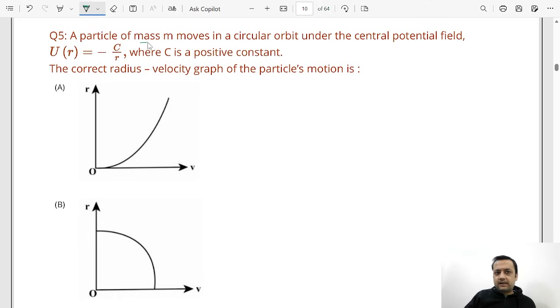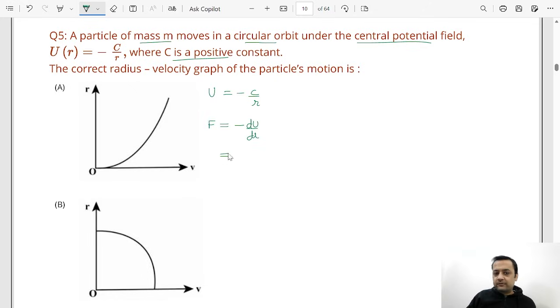Here, there is a particle of mass m which moves in a circular orbit under a central potential field whose value is given by U = −C/r, where C is a positive constant. We have to find the relation between the radius and the velocity. Now look, if you have the potential energy function, then it's a well-known fact that we can get the force using F = −dU/dr.